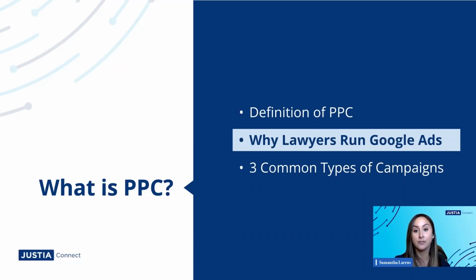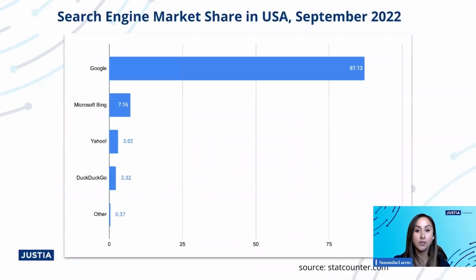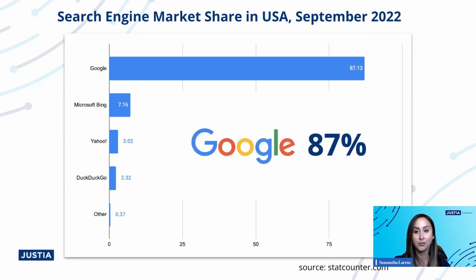So this brings us to our next topic of discussion, which is why lawyers run Google Ads in the first place. One of the biggest reasons we're going to focus on Google PPC today is that Google is by far the most popular search engine. When you look at search engine market share nationwide, Google dominates. It's like 87%. Following that, you have Microsoft, they're around 7%, Yahoo, DuckDuckGo. Comparatively, it's very clear that Google is the place that you want to be advertising if you're going to be doing online ads.